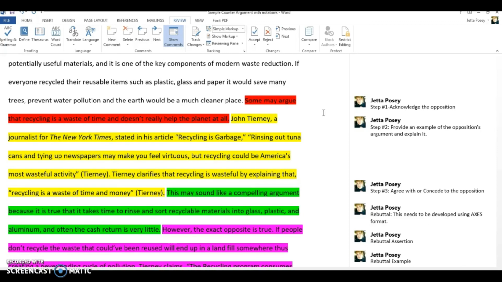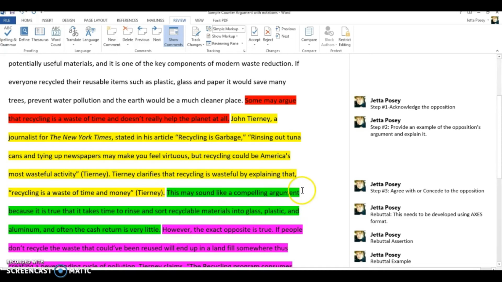So that was step 2. Step 3 to writing an effective counterargument is to agree with or concede to the opposition. Now, when you're in the middle of an argument with somebody, the easiest way to make them stop and listen to you is to say, hey, you're right, you have a point. That makes them stop arguing and listen. And it's the same thing in writing.